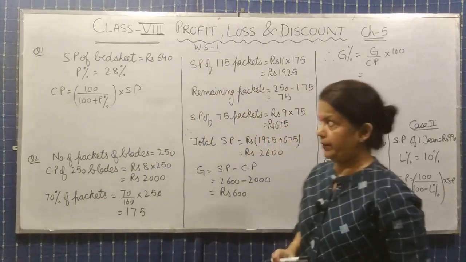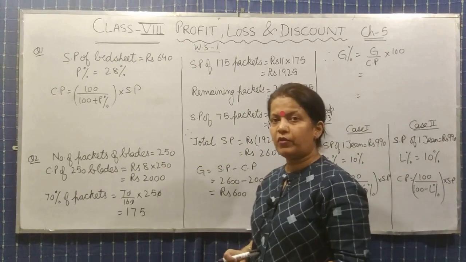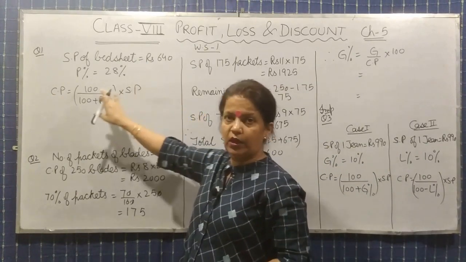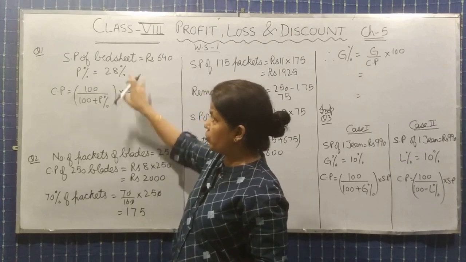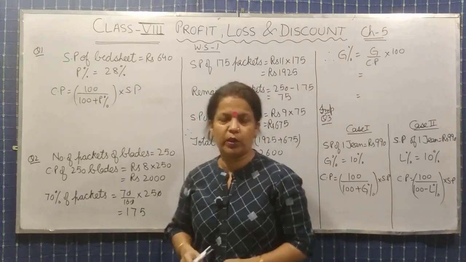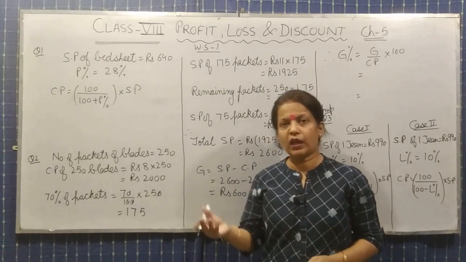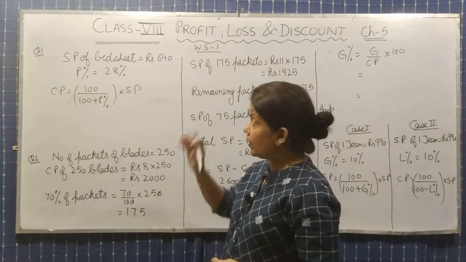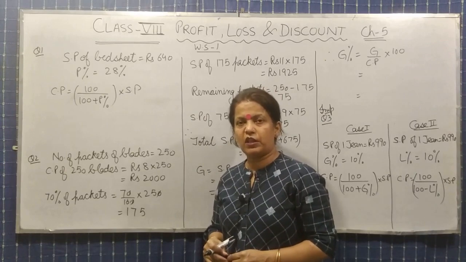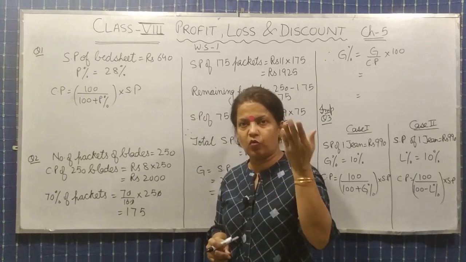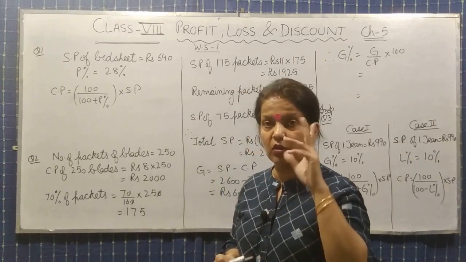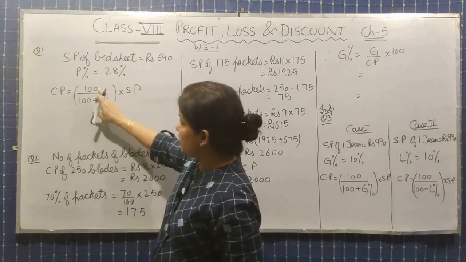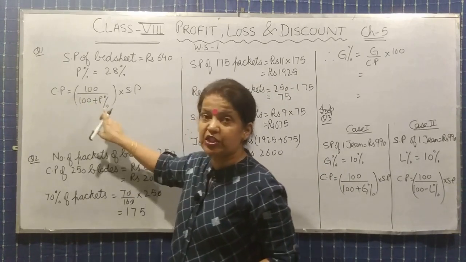Now worksheet 1. Question 1: the selling price of a bed sheet is rupees 640, on which profit is 28%, and what will be the cost price. As I have told you in the previous class, since you have to find out the CP, SP में ऊपर, CP में नीचे. So recall the formula. CP, you have to find out the CP. So CP में ये term नीचे आएगी.